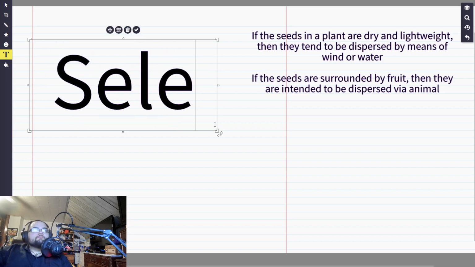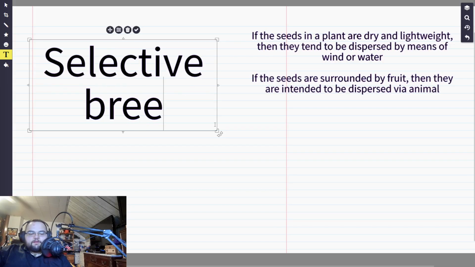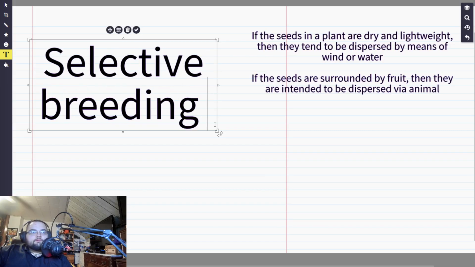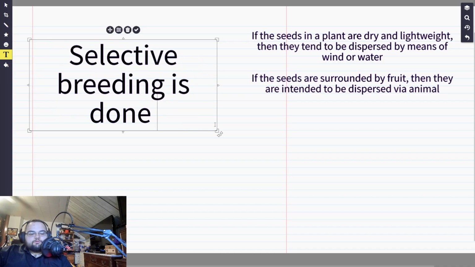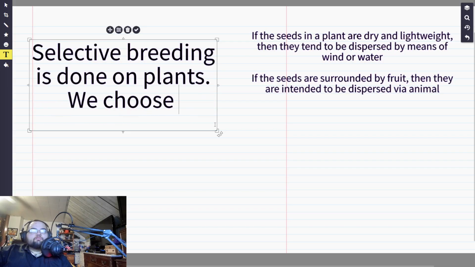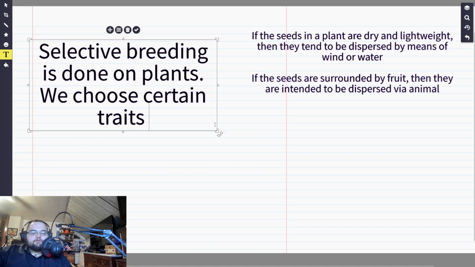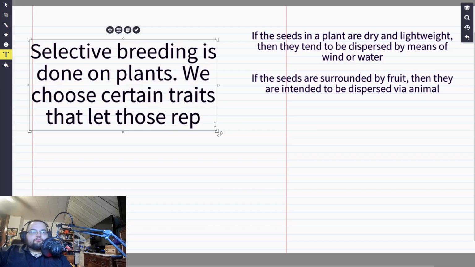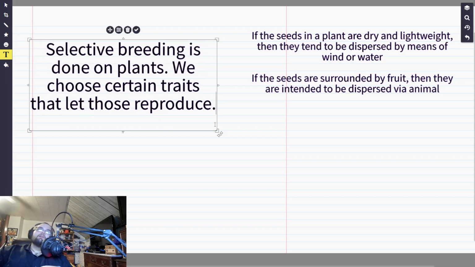Selective breeding is done on plants. We choose certain traits and let those reproduce. Okay?